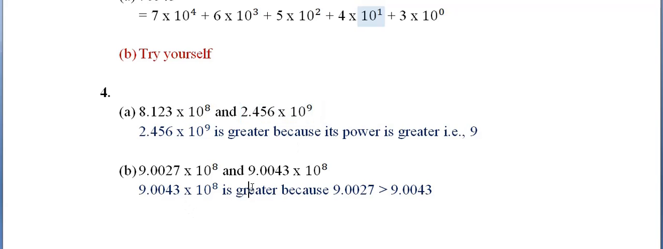Now let us move on to question number 4b. Again, the same thing. First observe the decimal numbers, then the exponential form. Now you can see clearly that both these exponential numbers have the same power, 10 to the power 8, 10 to the power 8. Now when the powers are the same, you just have to look at the decimal number. Now, which number is the greatest? Obviously this number is the greatest.